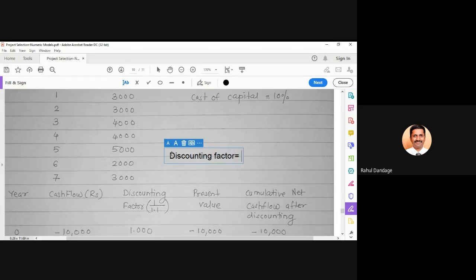Discounting factor is given as 1 divided by, inside bracket, 1 plus small r. So in this particular case, this is equal to 1 divided by, inside bracket, 1 plus 0.1. That is equal to 1 divided by 1.1. So this is our discounting factor.